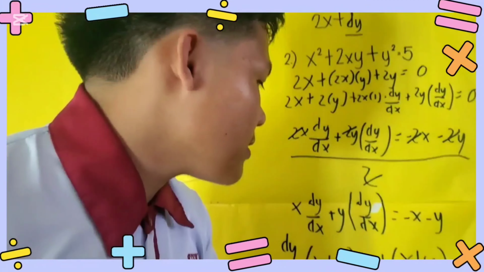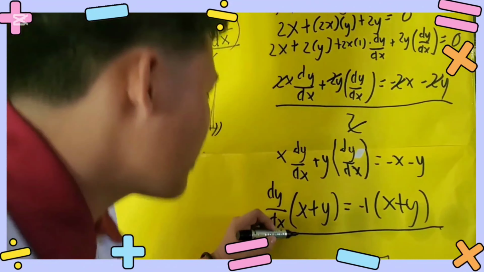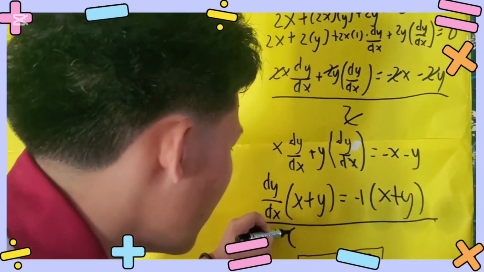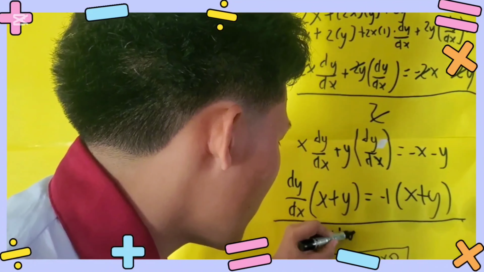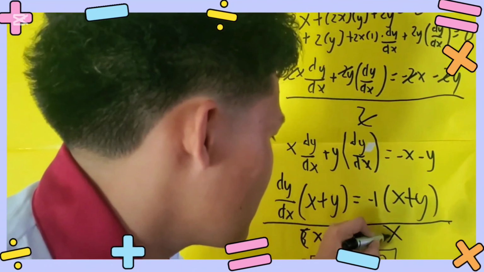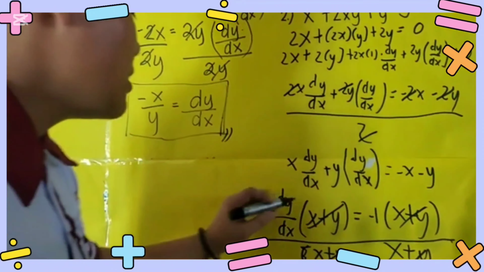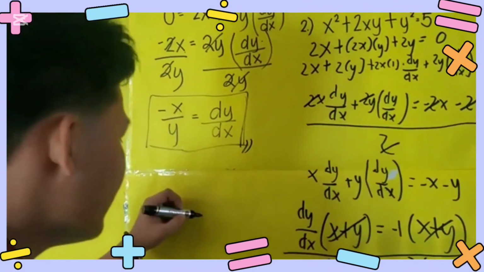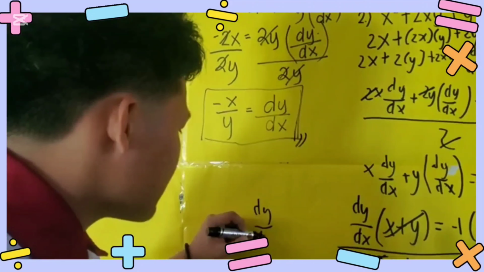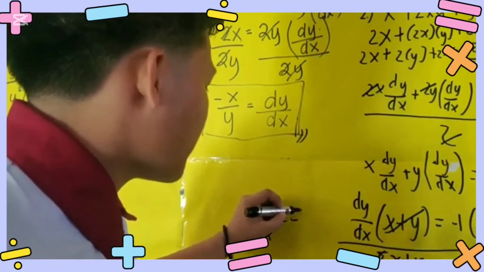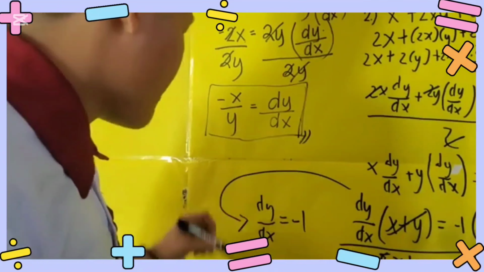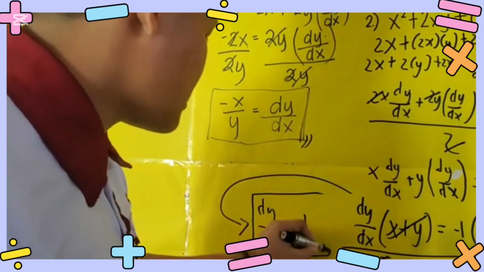So to factor this out, we would put here x plus y goes over this one, x plus y. So cancel this one, cancel this one, cancel this one, cancel this one. So we would be left with dy over dx is equal to negative 1. So this is our answer.